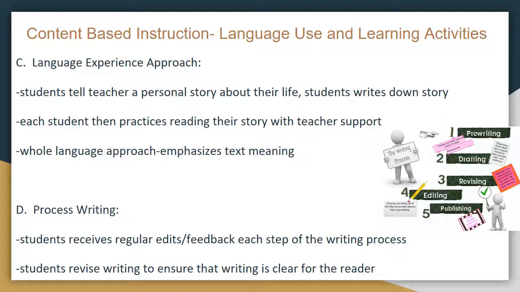A fourth activity is called process writing. In process writing, it focuses on the many steps of the writing process, and students will brainstorm together about possible ideas they might want to write about, and then they'll write several drafts, and after each draft it'll be revised. Often it's revised by both the teacher and fellow students. And then students revise their writing to ensure that it is clear for the reader to understand. So they realize that their writing has a purpose, and it's to convey a meaning and to relay a message. But in order for it to be effective, it has to be comprehensible to the reader.